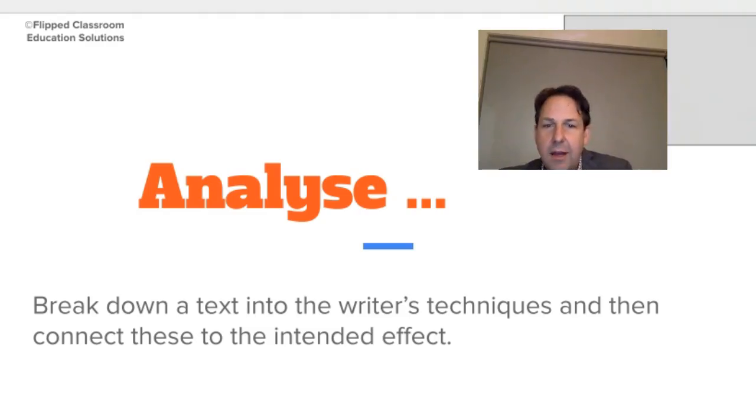So analyse means this. It means break down a text into a writer's techniques and connect these to their intended effect. Okay? So at level 1, you're asked to explain how things happen within a text or how things are done. But analyse is much more about techniques, what a writer or a filmmaker does specifically to help communicate their ideas.